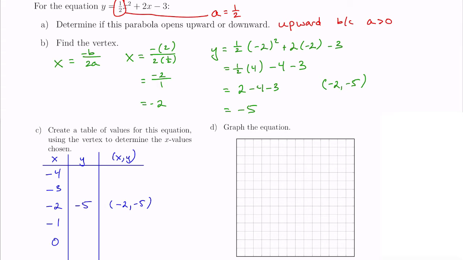So to calculate out these y values, we need a little bit more room. So I'll create some extra space here. And for each of those x values, we'll go ahead and work out what the y value is. So for x equal to -4, the y value is going to be 1/2 times -4 in parentheses squared plus 2 times -4 minus 3.